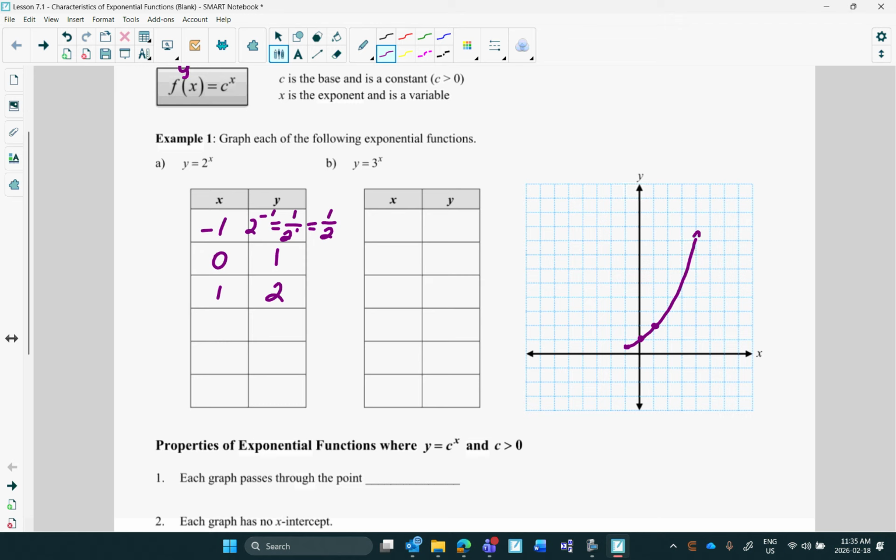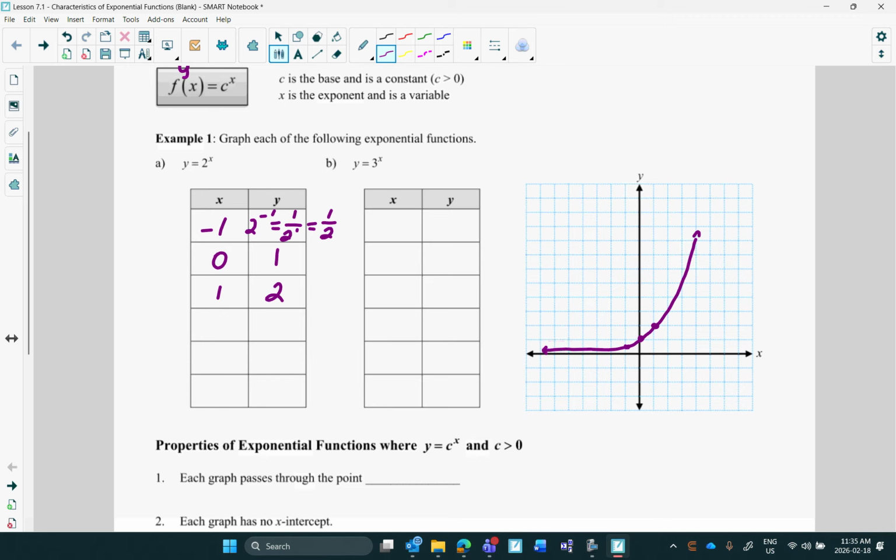Like this will get smaller, smaller, smaller, smaller, smaller, smaller, but it will never touch the x-axis, because y will never equal 0. So that's the shape an exponential function takes.